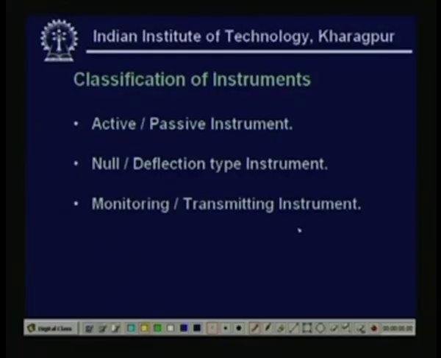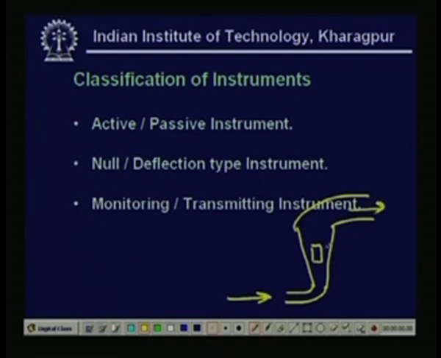It has a shape like this, a vessel, and there is a float or bob. So, it will go like this. Liquid is flowing through this and going out. This float will move up and down, right? These positions of the bob can be calibrated in terms of the flow, right. So, this type of instrument is only a monitoring instrument, you cannot say it is a transmitting instrument, right.